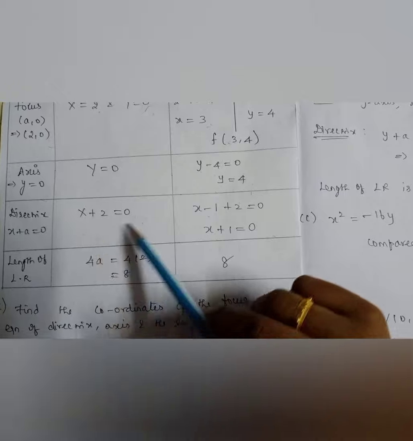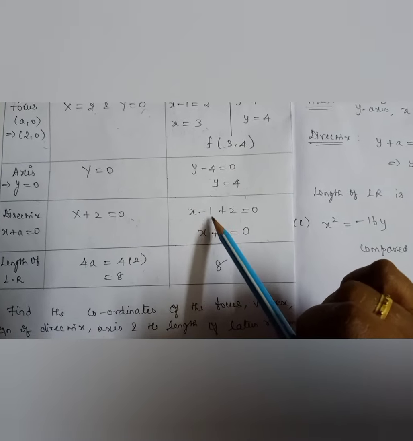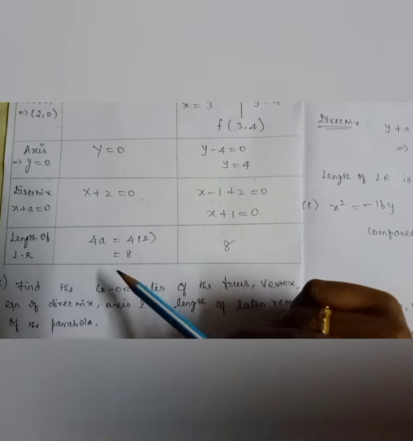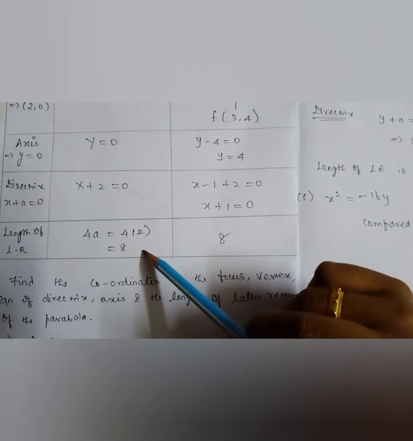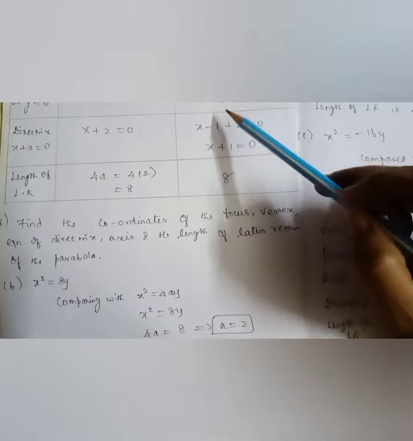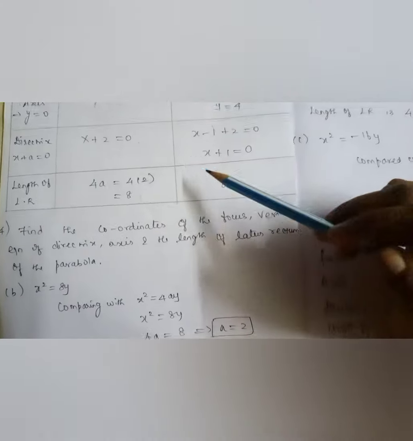Then the directrix, X plus a is equal to 0. That is X plus 2 equal to 0. Capital X is nothing but x minus 1. So x minus 1 plus 2 equal to 0, so x plus 1 is equal to 0. Then the length of latus rectum is 4a, that is 4 into 2 is equal to 8. Here also it is going to be 8. So you understand? This is very important for 5 mark children. This is how you have to use the completing square method and then find all the values.